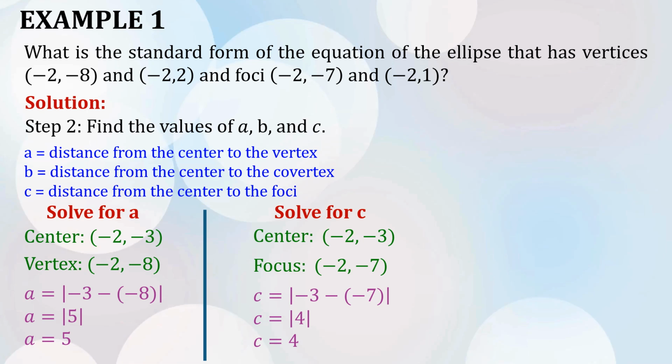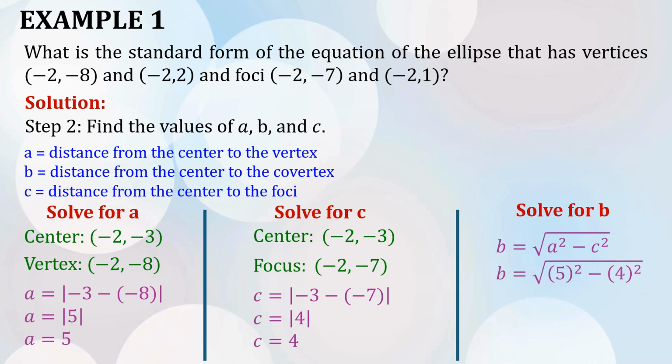And finally, to solve for b, we use the formula b is equal to the square root of a squared minus c squared. And by substituting the values of a and c, which are 5 and 4 respectively, we will have the square root of 5 squared minus 4 squared, which is equal to the square root of 9. B then is equal to 3.